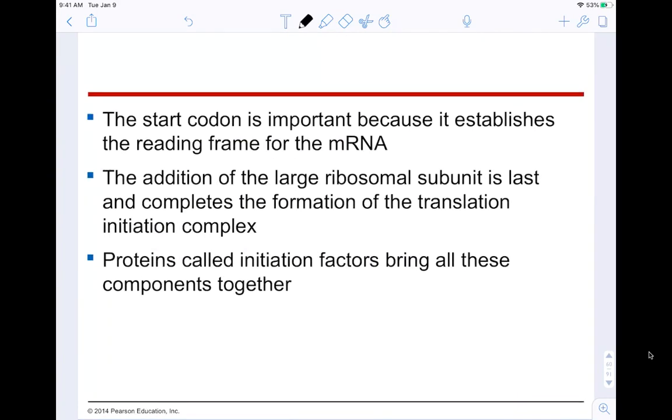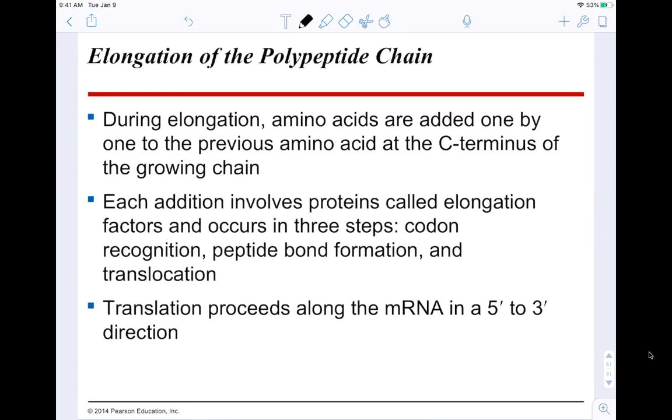The start codon is important because it establishes the reading frame for the mRNA, and the addition of the large ribosomal subunit is last and completes the formation of the translation initiation complex. Proteins called initiation factors bring all of these different components together to start the process of translation.